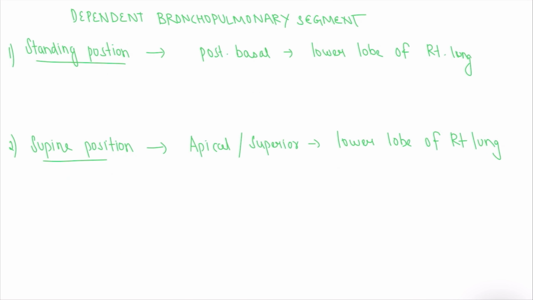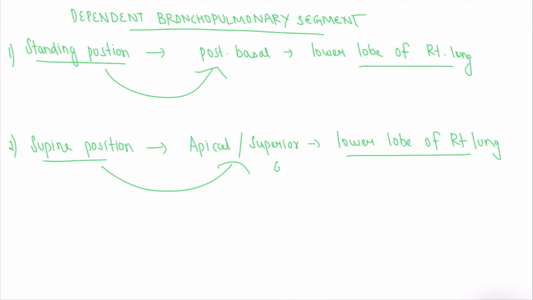Now moving on to the dependent bronchopulmonary segment. In standing position, the posterior basal of the lower lobe of the right lung is the most dependent bronchopulmonary segment, and in supine position it is the apical or superior segment of the lower lobe of the right lung, that is the sixth one.